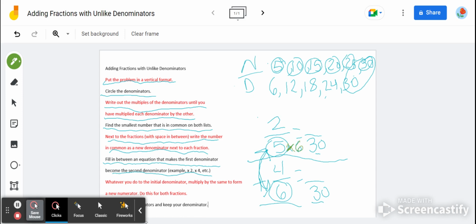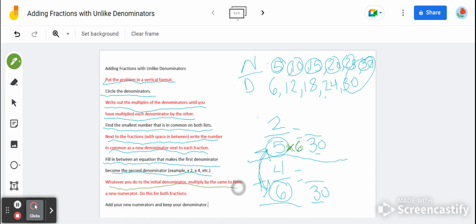Now, whatever you do to the initial denominator, you need to multiply by the same to form a new numerator. So if I times the bottom by 6, I times the top by 6. Because really, I'm cutting those 5 pieces into 6 sections to now make 30 sections. And so I need to do the same to the top to figure out how many sections 2/5 would be worth.